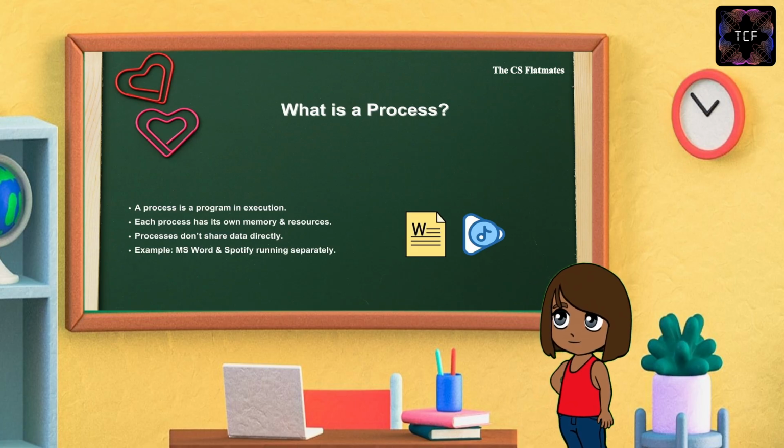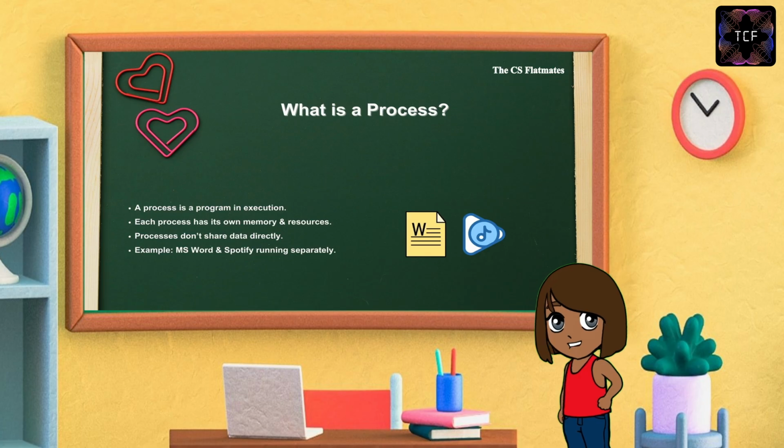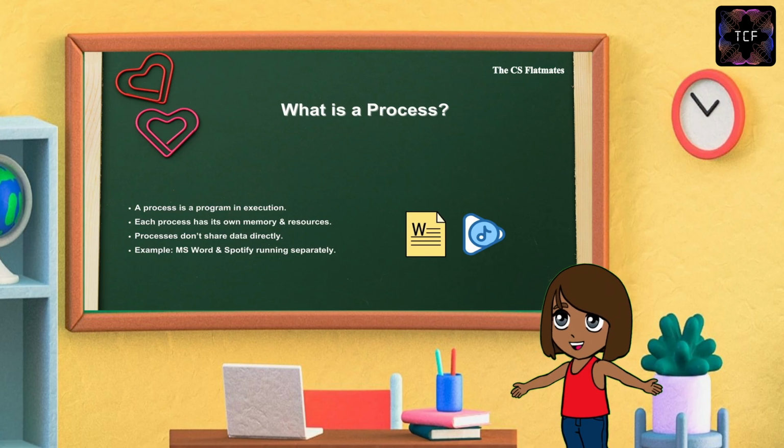Key points: a process is an independent unit of execution. It has its own memory and resources. Processes do not share data with each other directly.